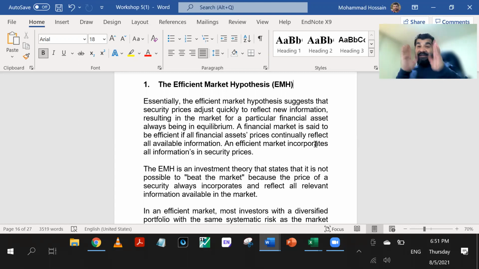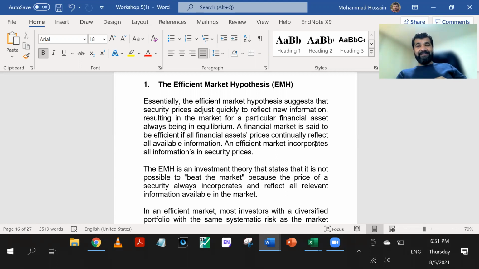Make sense? That's not the problem. Now, the efficient market hypothesis is saying this: if the market is efficient, we never have this problem. I completely agree. If the market is efficient, we don't have this problem. But the market is not efficient.